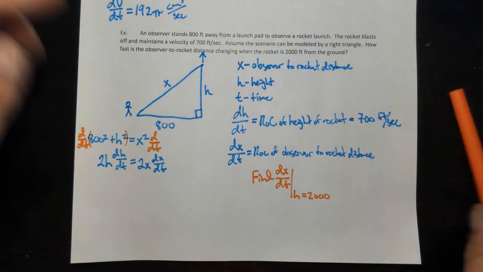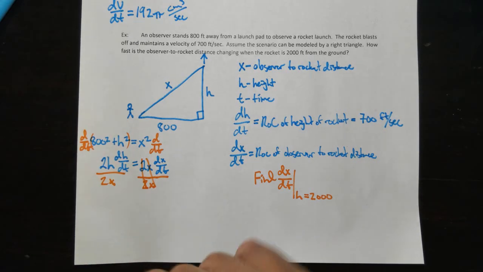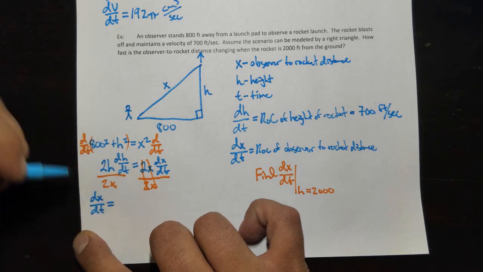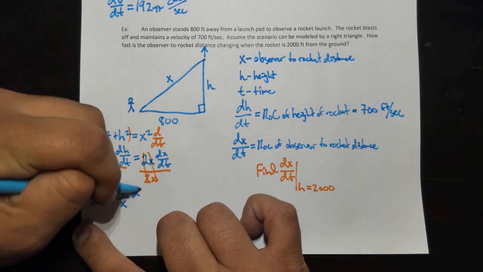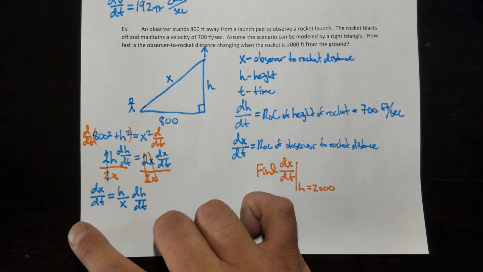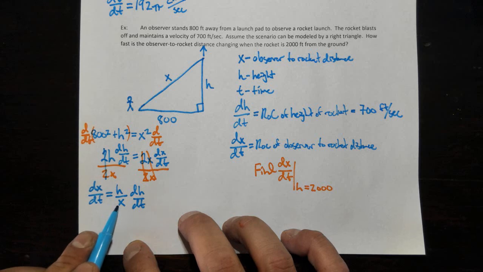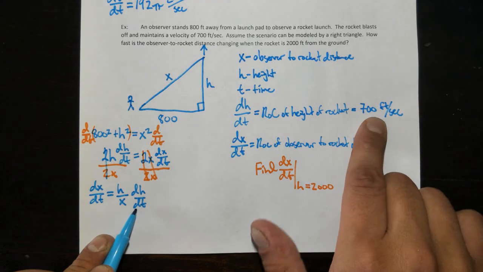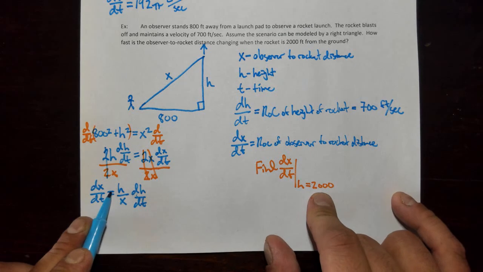So let's go ahead and solve for dx dt. We can divide both sides by 2x. That cancels, which is what we want. I'm just going to turn this thing around. I'm going to write dx dt out front. And let's see what happens here. Oh, this cancels. That's nice. So we have h over x times dh dt. Okay. So we're looking for dx dt. We have h over x times dh dt. And look what we're given. We're given dh dt. That's 700 feet per second. So I can plug that in. I'm given the h at 2,000, so I can plug that in.